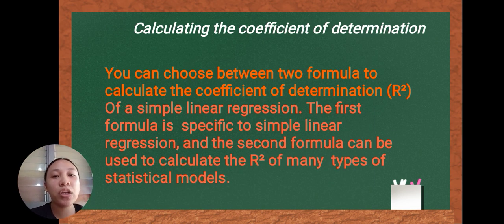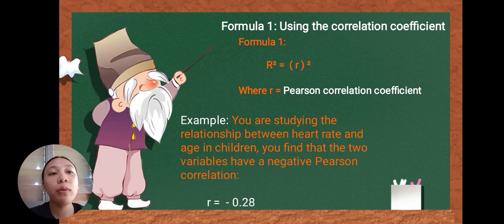Calculating the coefficient of determination. You can choose between two formulas to calculate the coefficient of determination, or R squared, of a simple linear regression. The first formula is specific to simple linear regression, and the second formula can be used to calculate the R squared of many types of statistical models. Formula 1: using the correlation coefficient.